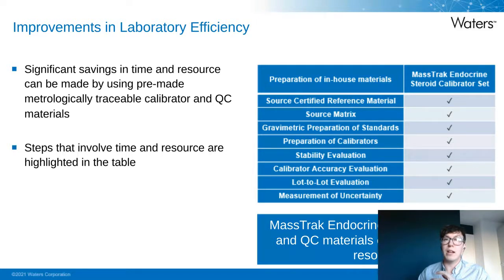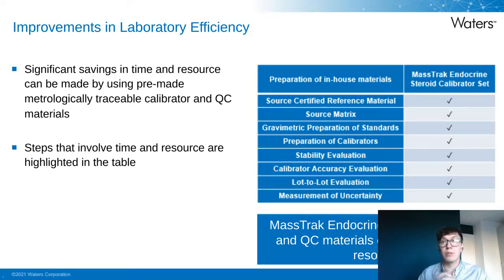So the MassTrak Endocrine Steroid Calibrator and QC sets have been designed and manufactured to assist laboratories in their compliance with ISO 15189. A key benefit to this process is the improvement in laboratory efficiency, and this is gained from using the ready-to-use, following reconstitution with water, metrologically traceable Calibrator and QC materials.